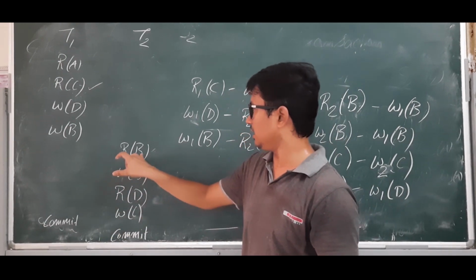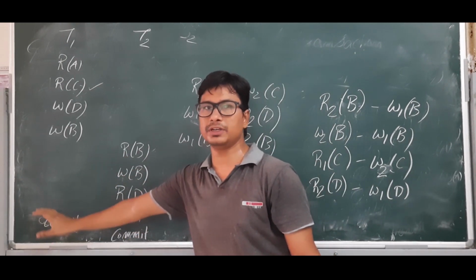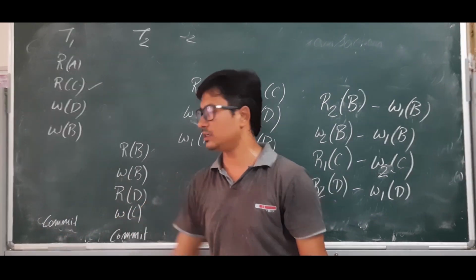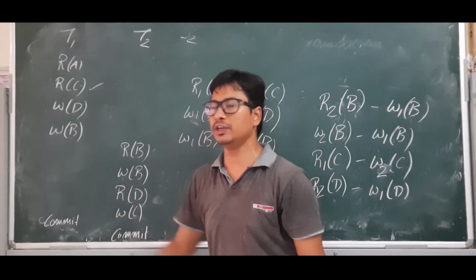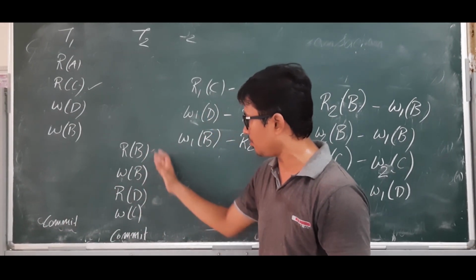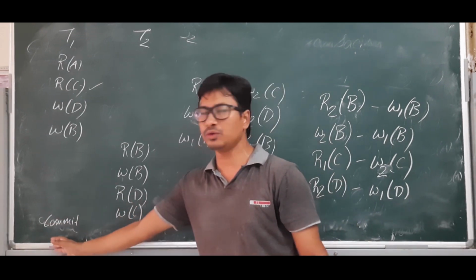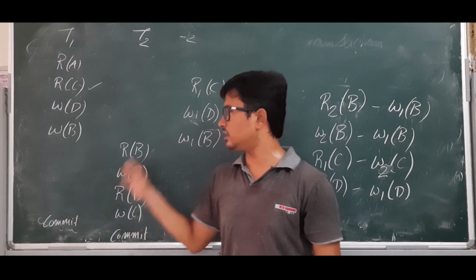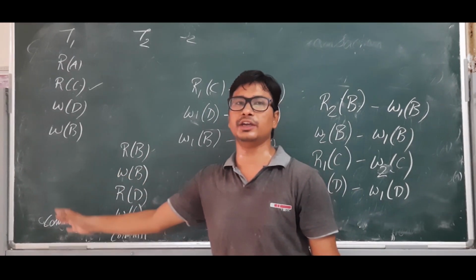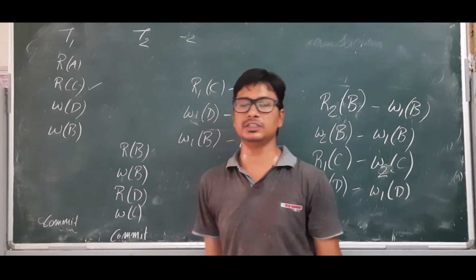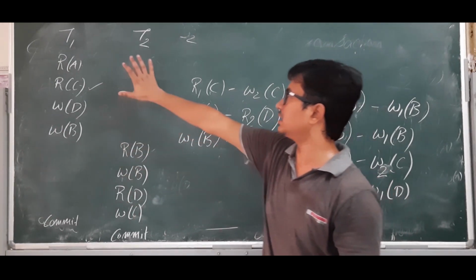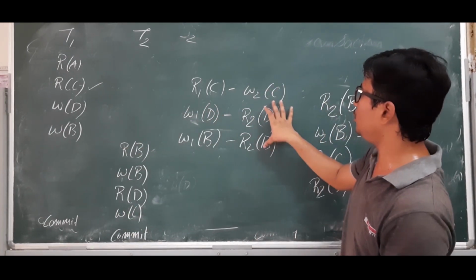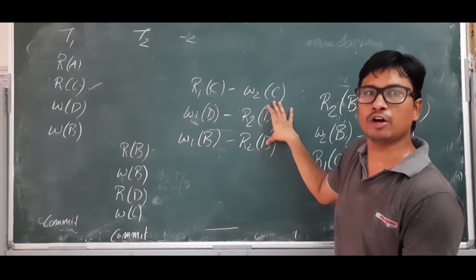But if you see the read B, there are no further operations in transaction 1, so we can say that it will not create any conflict. Similarly, after all these operations there are no other operations in transaction 1, so these operations will not create any conflict with the operations in transaction 1. So for this given schedule, we found that there are 3 conflict operations.